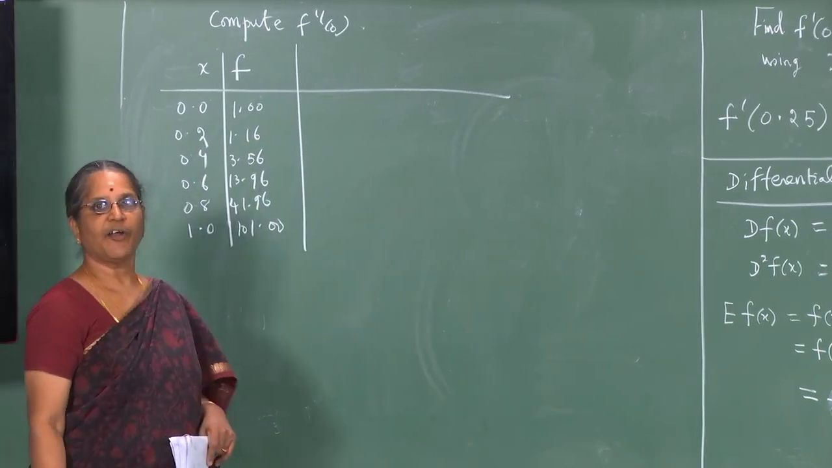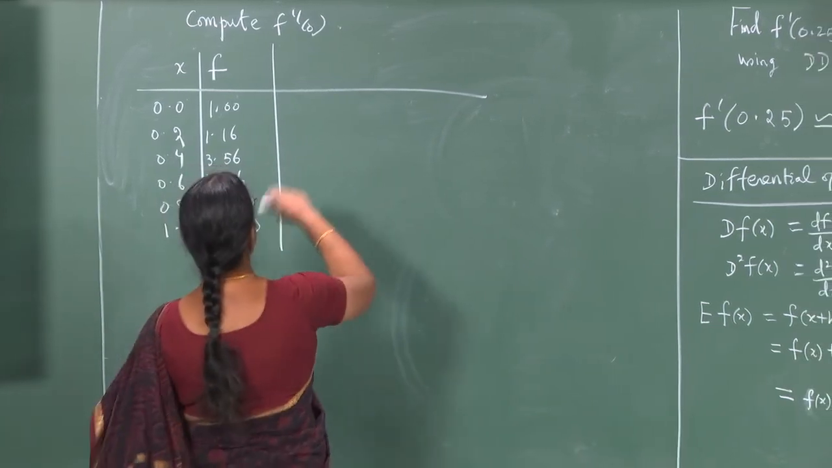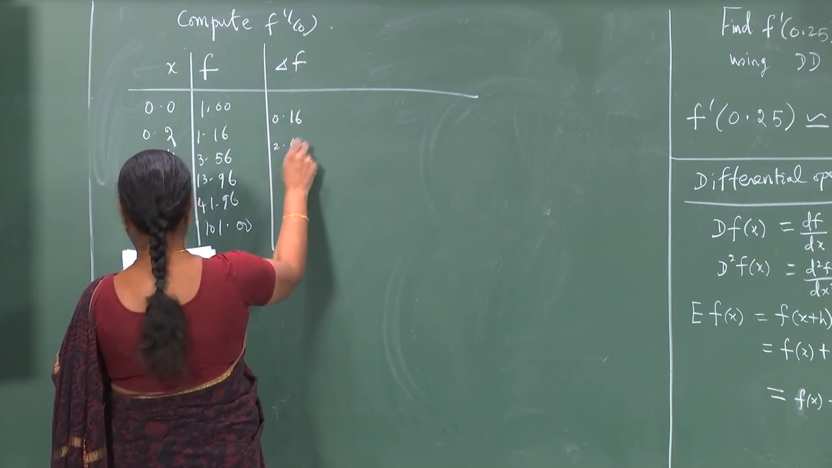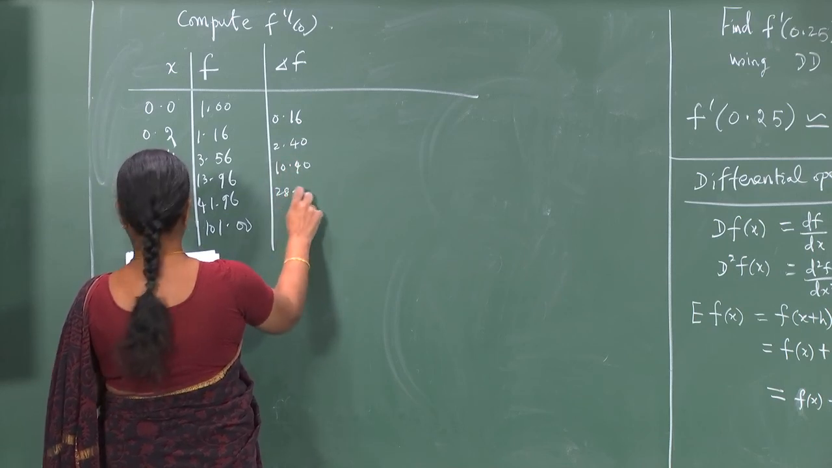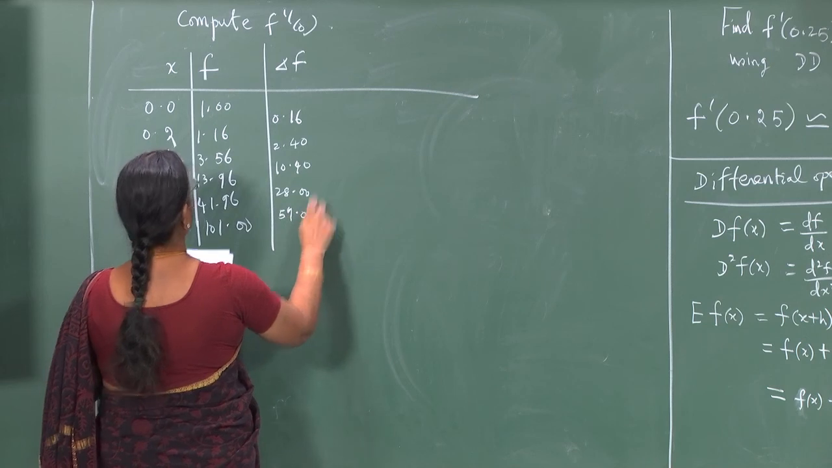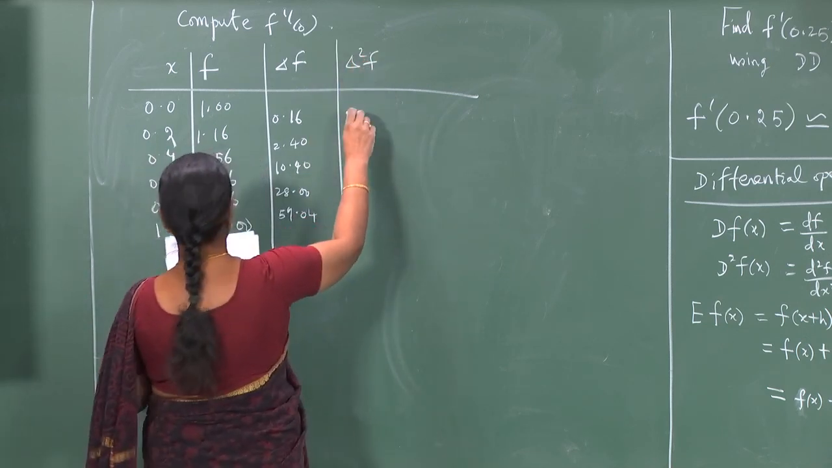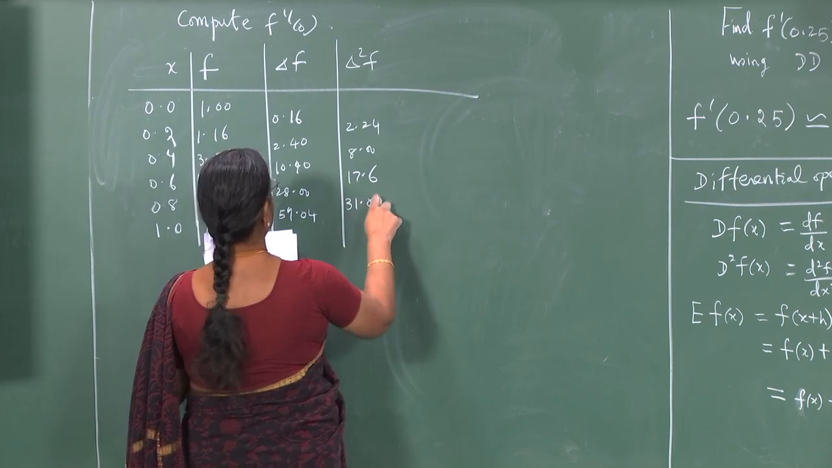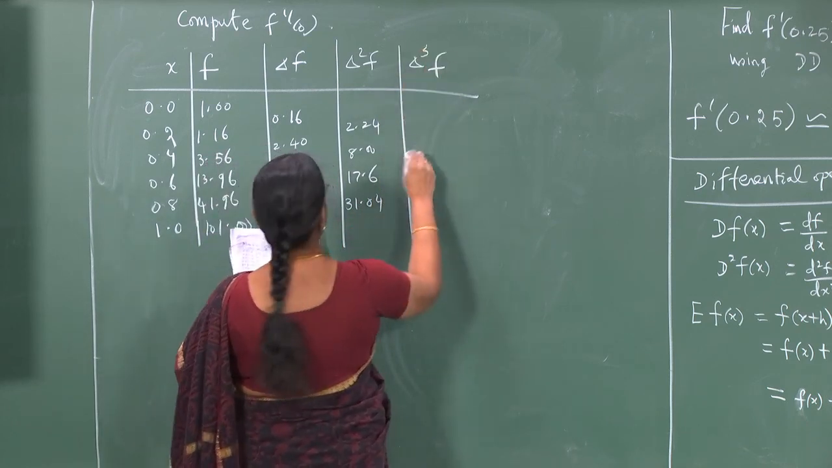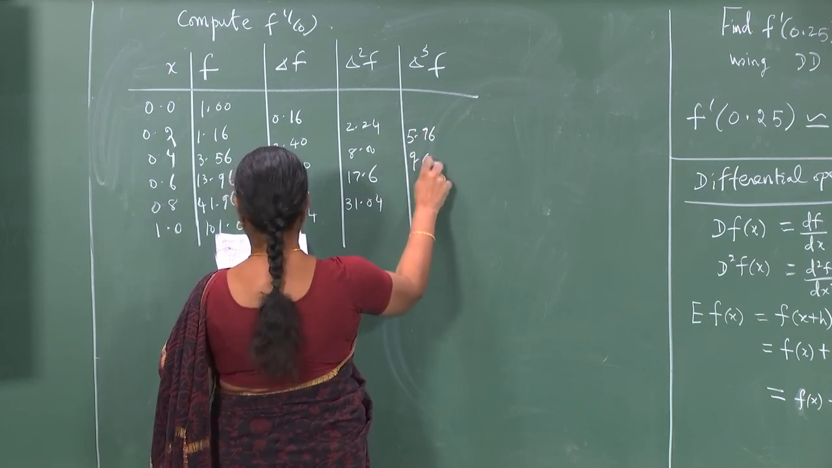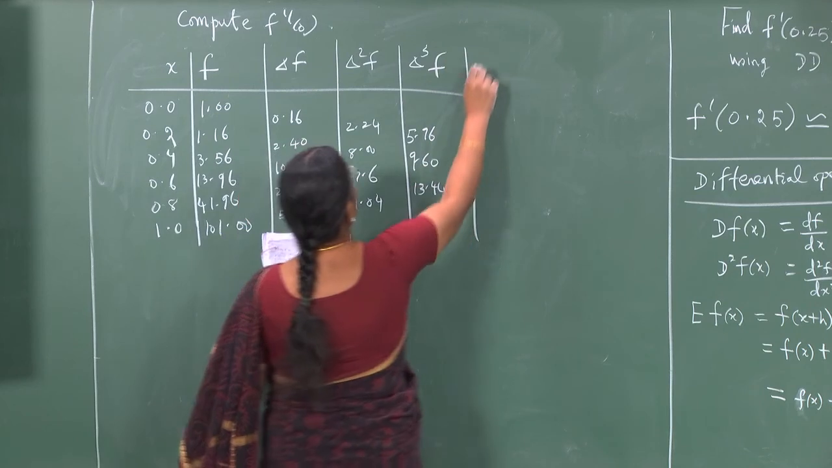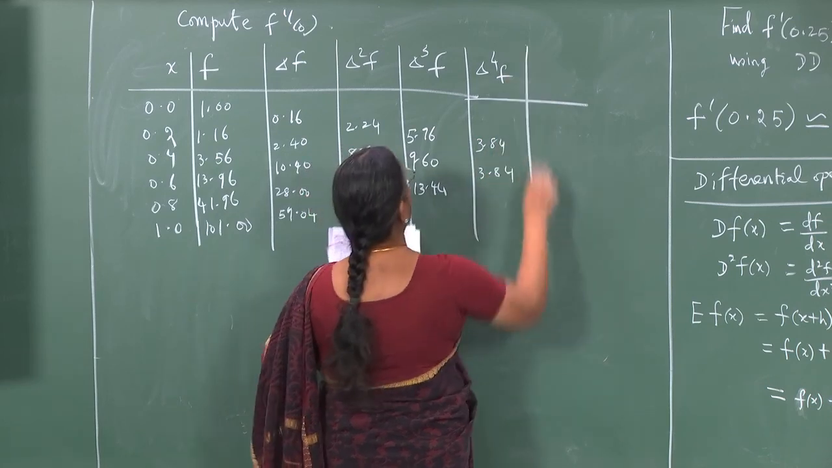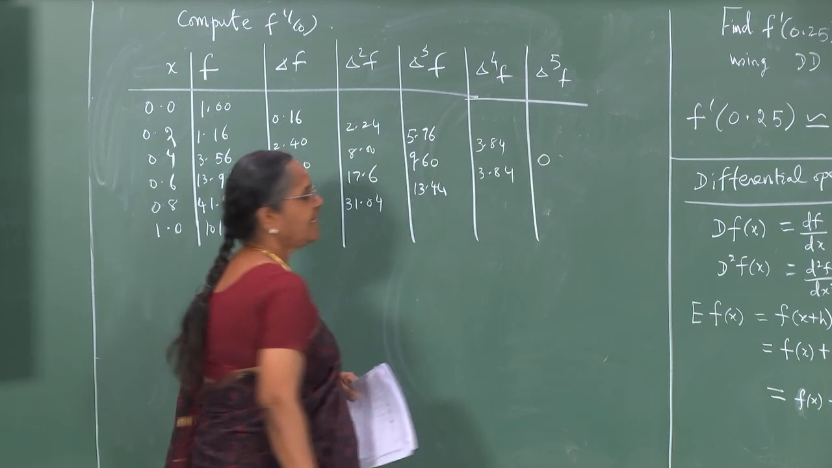So, I shall form the forward difference table and use that information. The first order forward differences give me 0.16, 2.4, 10.4, 28, 59.04. Then the second order differences will be 2.24, 8, 17.6 and 31.04, and the third order differences are 5.76, 9.6, 13.44. The fourth order differences will be 3.84, 3.84 and the fifth order difference will be 0.